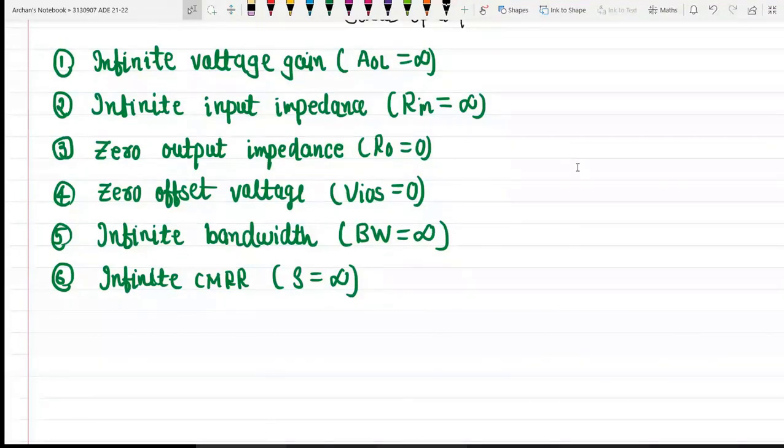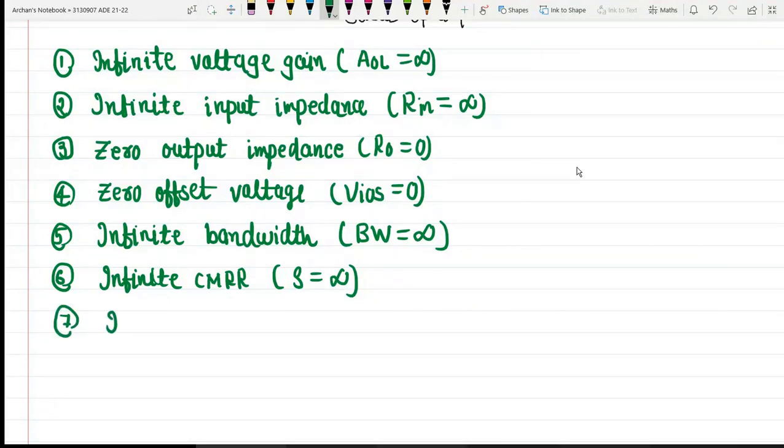We have seen that the common mode voltage, which is nothing but the average of the two input signals, (V1 plus V2) by 2, is available. That common mode voltage will affect the output of the operational amplifier, and if we have a very high value of CMRR, then we can almost neglect the effect of this common mode voltage. So ideally the value of CMRR should be equal to infinite.